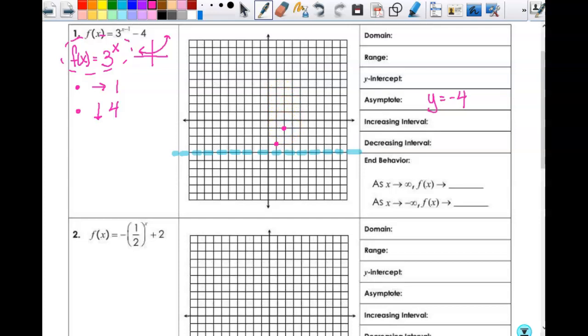Then for my parent function, when x is -1, y is 1/3. Then I move to the right one, and I go down 1, 2, 3, 4. So there are my 3 points that I need. And they're the only 3 points you need. Somebody asked me that earlier. And that's fine. Then it just goes up or goes to the side.